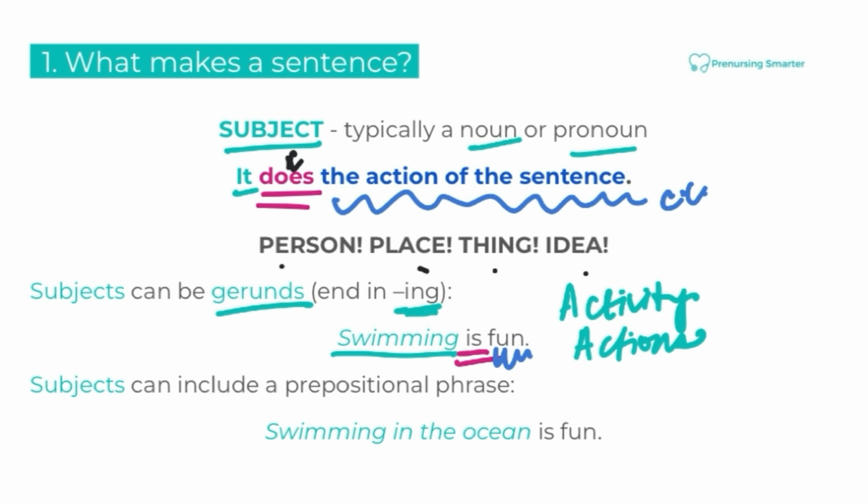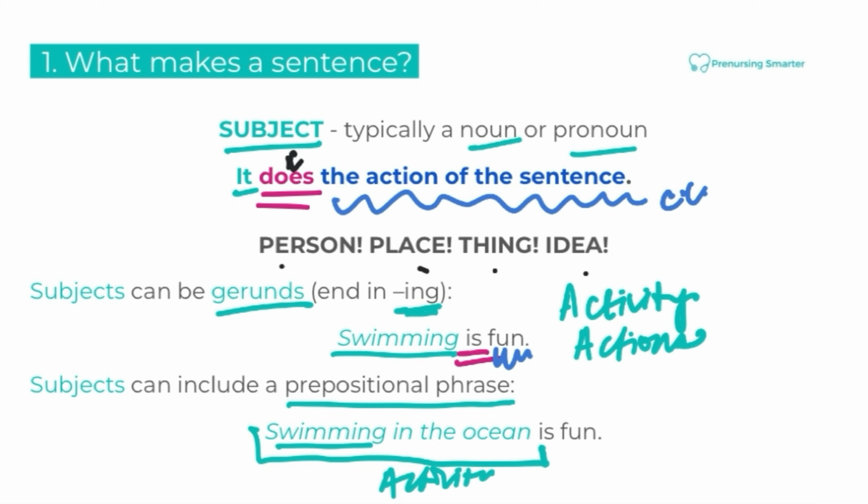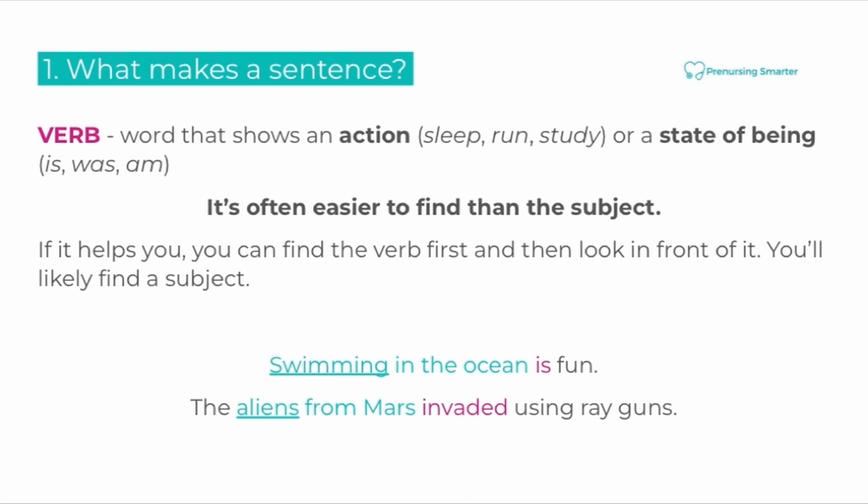Subjects can also include a prepositional phrase. Swimming in the ocean. Our simple subject here is still swimming, but now we've added a little more context with this prepositional phrase, swimming in the ocean. It's still an activity. And grammatically, the swimming is the subject, but you'll notice that the verb is showing up a little bit later in the sentence, and it's still fun. Right now, just keep in mind that this in is a preposition, and there are other prepositions, and they can complicate sentence structure.